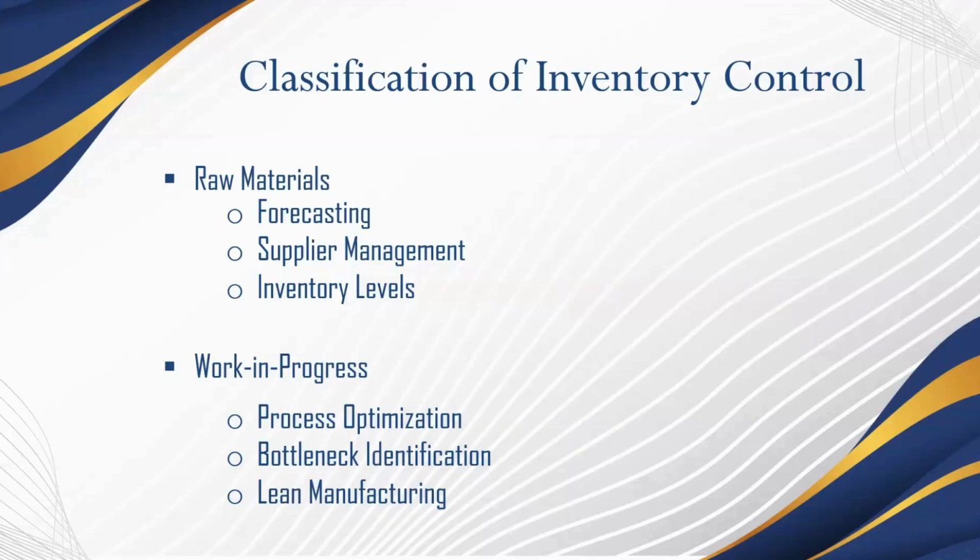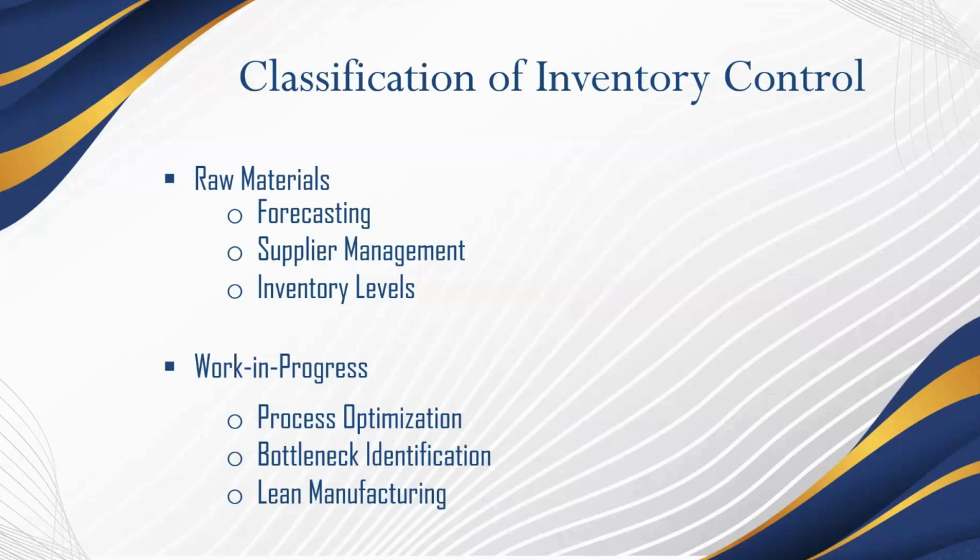Materials involve forecasting, supply management, and inventory. In forecasting, the activity is demand forecasting and planning raw materials. In supply management, develop strong relationships with suppliers, ensuring the stability of raw material levels, preventing production stoppages and reducing inventory costs.